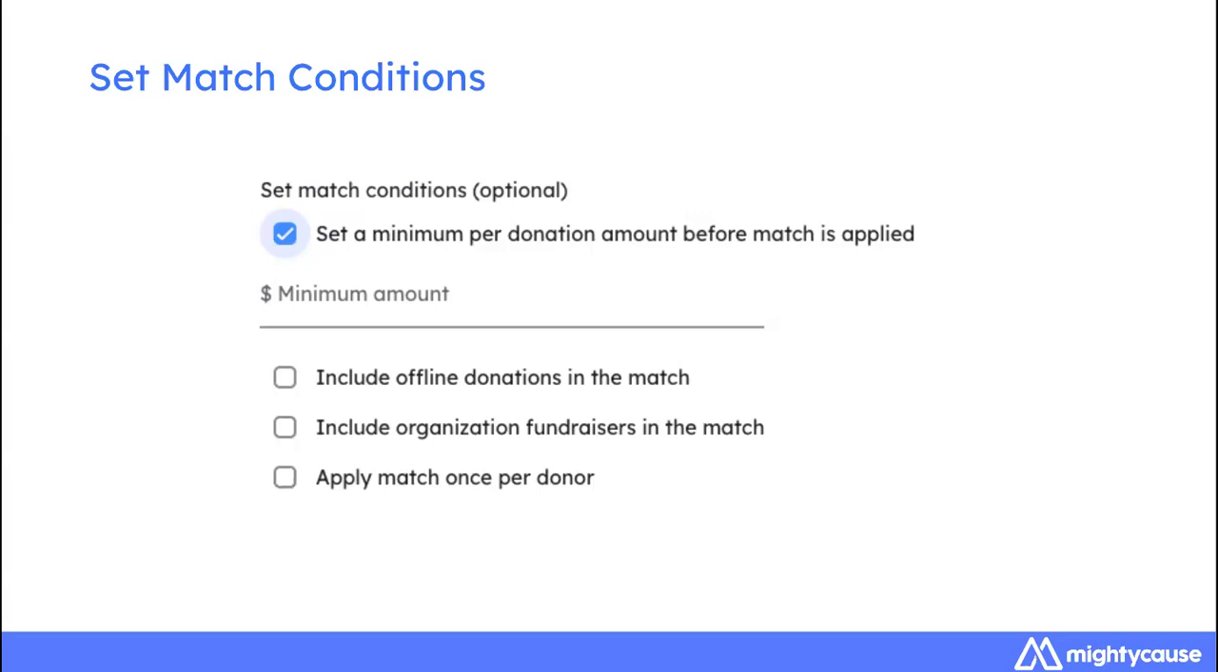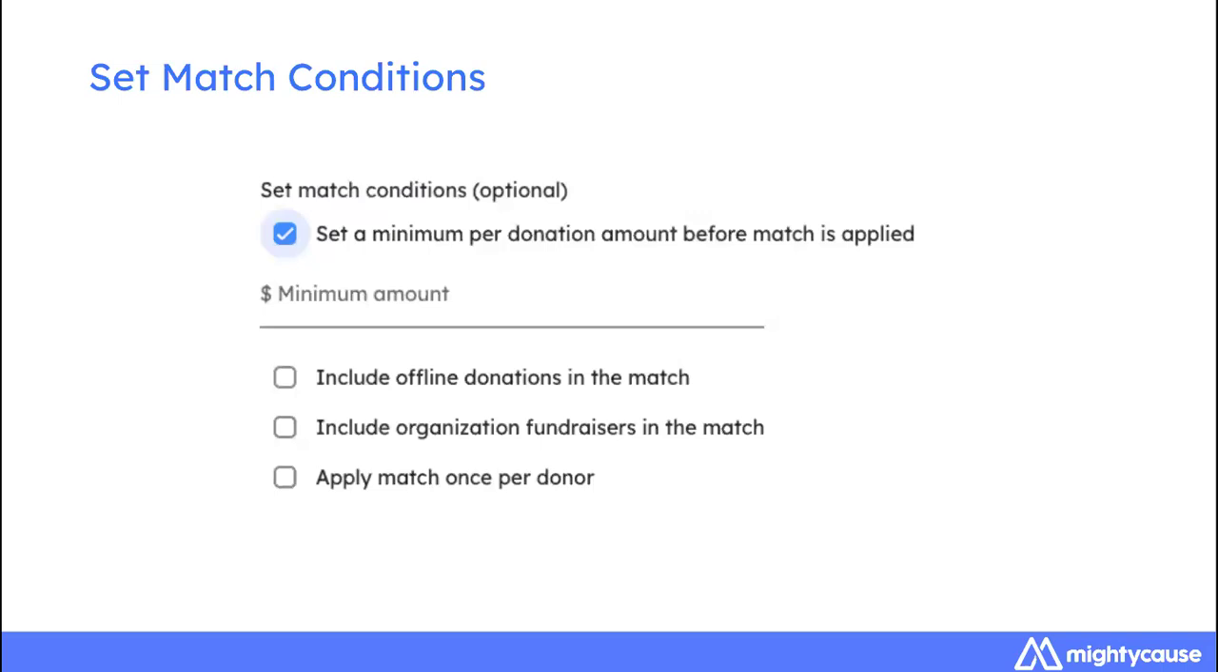Include organization fundraisers in the match. If you're adding a matching grant through your organization page, you will see this option. This option is also automatically enabled for organizations. This means that all campaigns created for your organization will be included in your match. If you would like only your organization page to be included in your match, unselect this option.